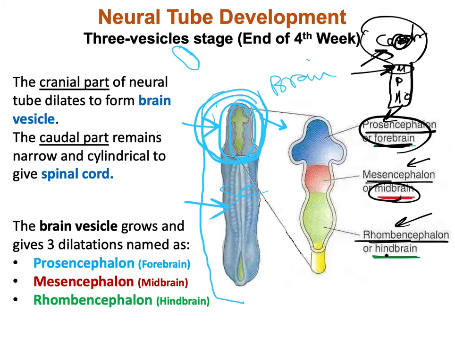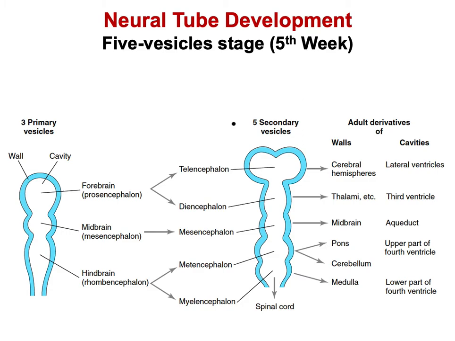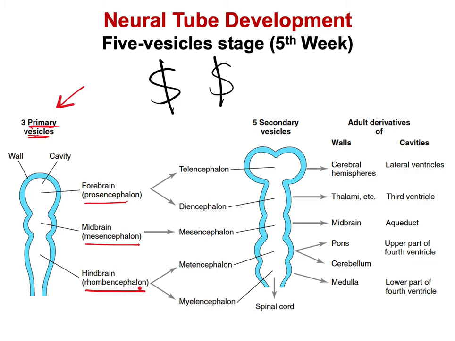But let us wait. This slide is very important, right? Because again, it gives you the basics of the development of primary vesicles. So the brain vesicle has three, we call them primary vesicles, right? You have again prosencephalon, mesencephalon, and rhombencephalon. But these primary vesicles will give, not all of them, of course, the first and the last one will give two, each one will give two secondary vesicles.